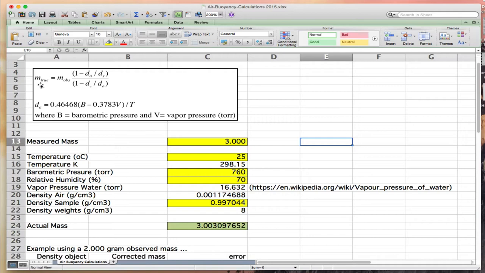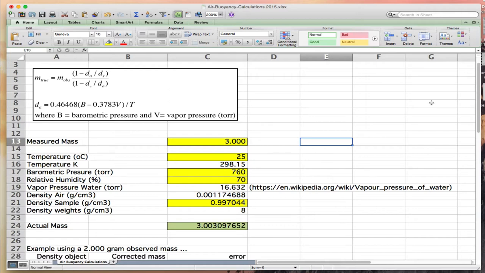This relationship is described by the true mass equals the mass observed times 1 minus the density of air over the density of the steel weights, divided by 1 minus the density of air divided by the density of the object. And the density of air is defined in terms of barometric pressure, vapor pressure, and temperature in degrees Kelvin. Now, these equations are very straightforward but tedious if you had to do them by hand on your calculator. So Excel gives us a nice tool for doing this, and this example also gives you a brief introduction to some topics in Microsoft Excel.